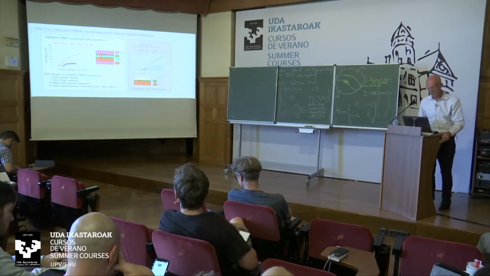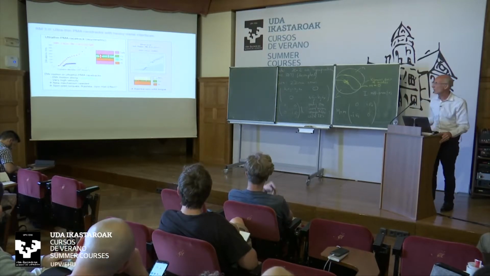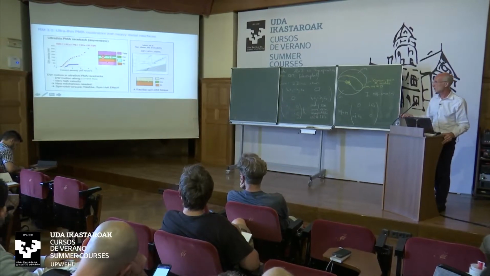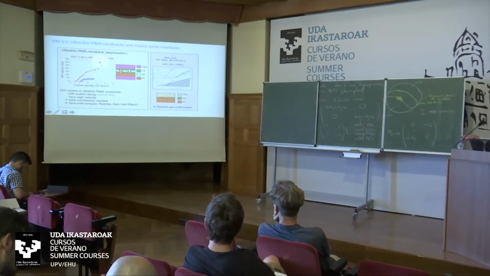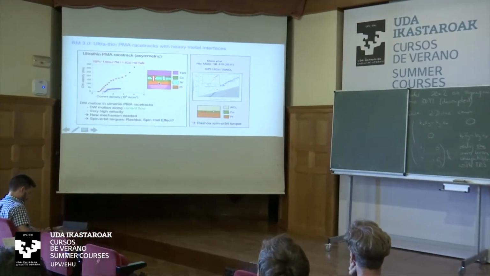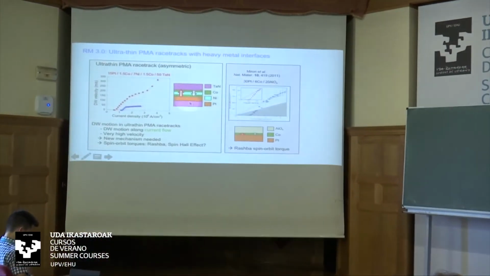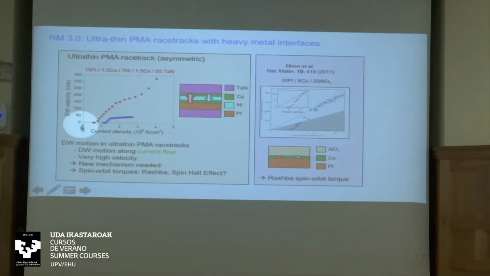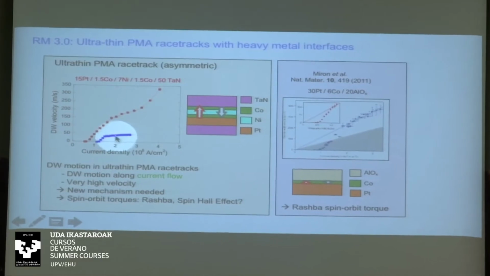So it turns out one can do something dramatically different by making the racetrack much thinner. So now we just have a single sandwich of cobalt, nickel, cobalt, about 1 nanometer thick. And underneath this sandwich, we place a layer of platinum. It could be something else with strong spin-orbit coupling. Now it turns out this blue curve is what I just showed you.